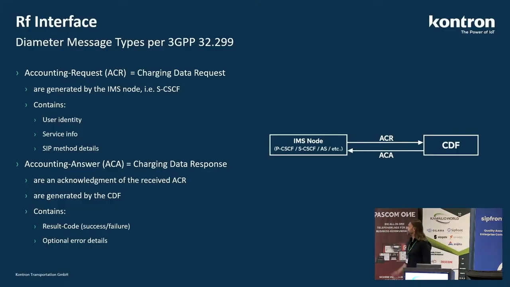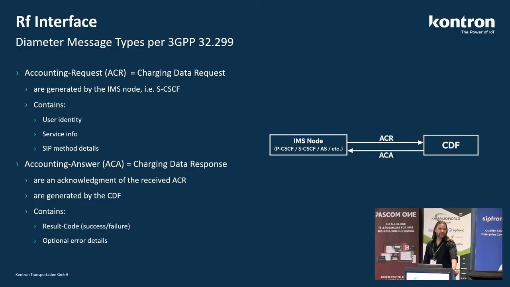A few things which are included, but it's really only high level. It contains the SIP method, which triggers basically the diameter message, can be publish, register, which are event-based, or invites. And the answer will contain per se only the result code, if it was successful or not, and is basically an acknowledgement to the request. Compared to what was available in Ro.